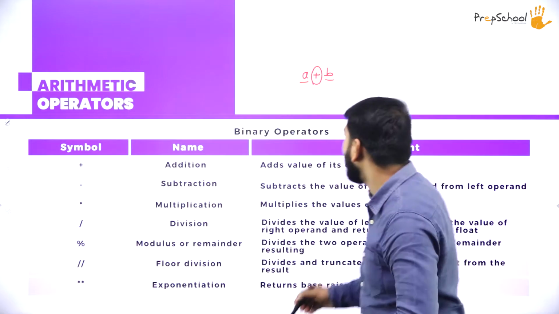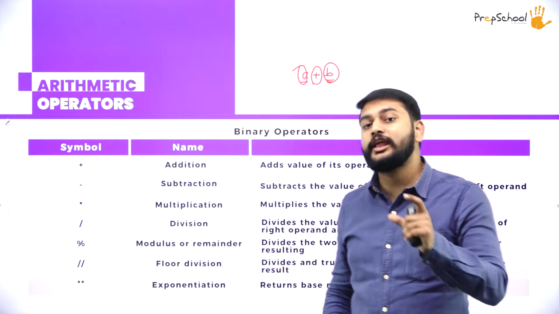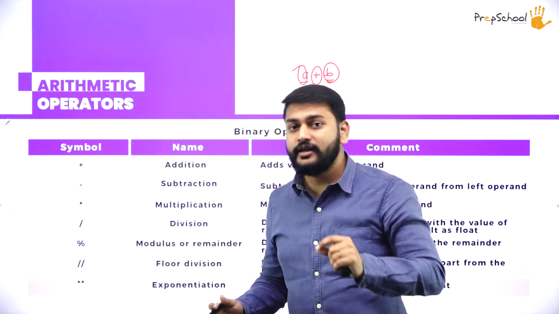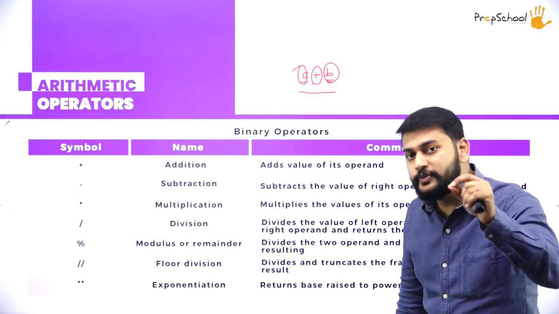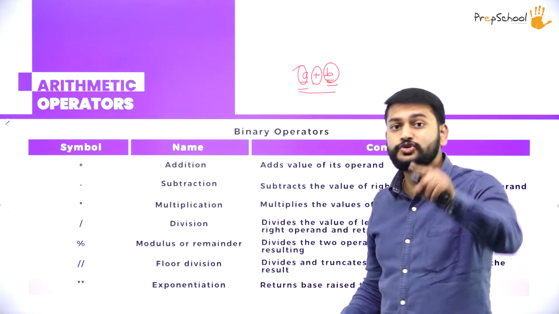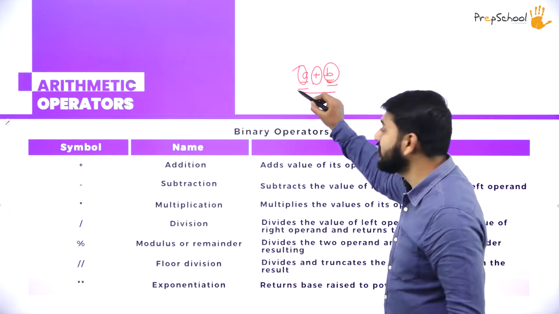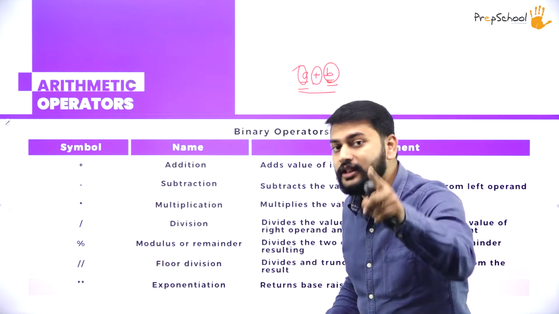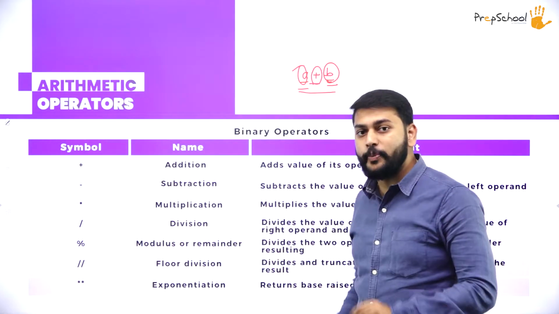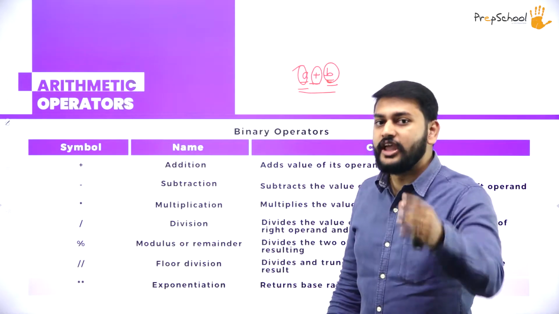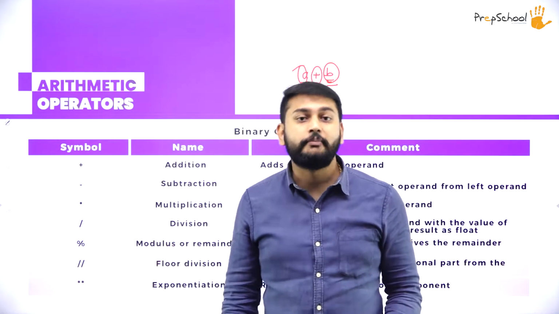Suppose I am using two operands, then I will call it a binary operator. Listen to me carefully. If I want to perform some operation, I will be using two operands. That is what I will call a binary operator. Any operator that requires two operands to perform the operation. If I want to perform addition, how many operands do you need? You need two, right? So that is what I will call a binary operator.